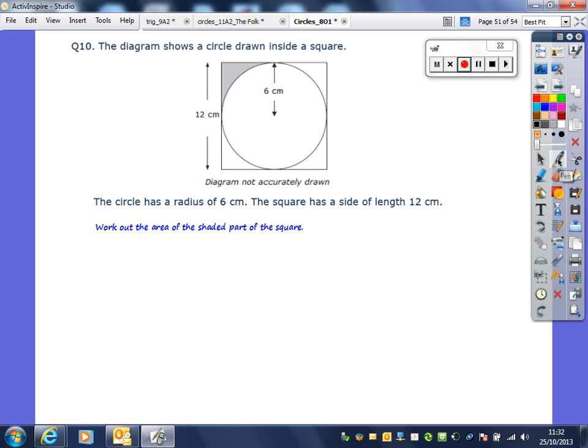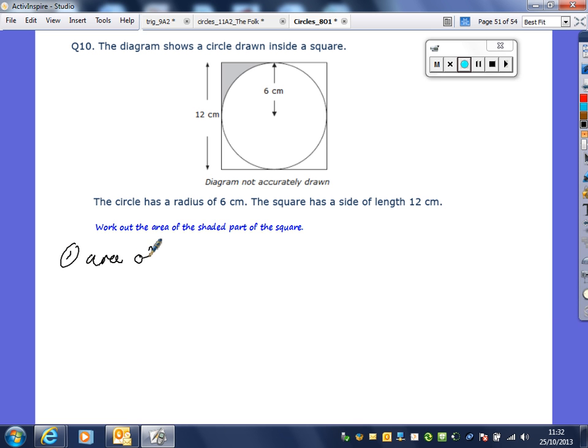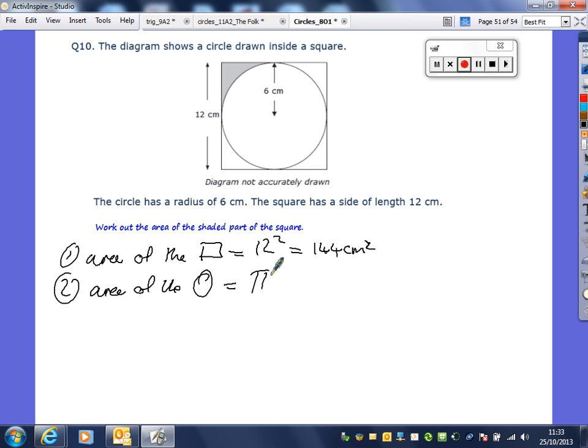So step 1. Area of the square is equal to what? How do we find it, Ethan? Height times base. The height is 12, the base is 12, so it's 12 times 12 or 12 squared, which is 144 centimetres squared. Step 2. Find the area of the circle. It's equal to pi r squared, the radius is 6, so it's just pi times by 6 squared, which is equal to 36 pi.